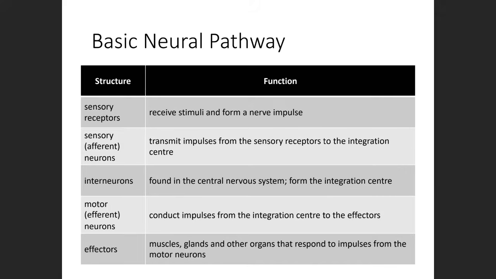The interneurons are the neurons of the central nervous system, the spinal cord, and the brain. And the motor neurons are the neurons that conduct impulses from the central nervous system out to the effectors. The effectors are either going to be muscle cells or glands. Ultimately, they are the response that the central nervous system sends, and the effectors are the last part of that basic neural pathway. So it's important to remember the order they go in and try to visualize that order as well.